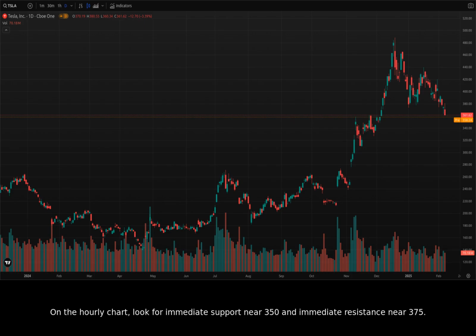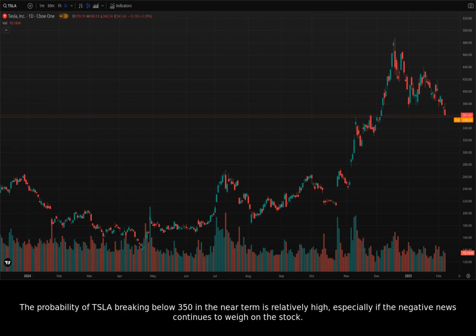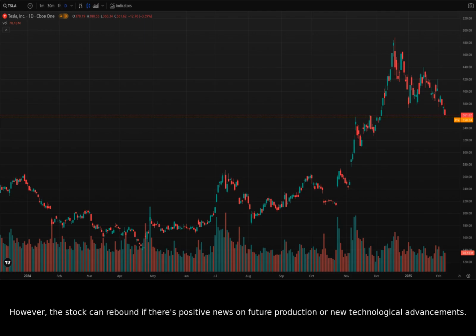On the hourly chart, look for immediate support near 350 and immediate resistance near 375. The probability of Tesla breaking below 350 in the near term is relatively high, especially if the negative news continues to weigh on the stock. However, the stock can rebound if there's positive news on future production or new technological advancements.